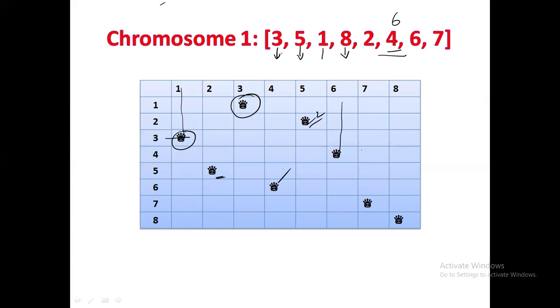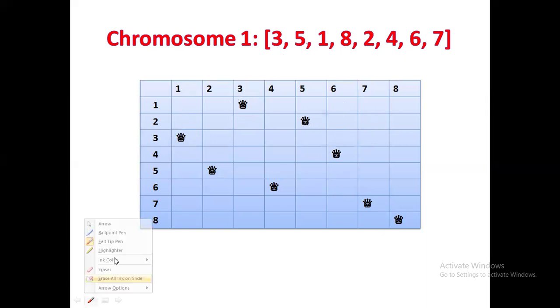And in the seventh column, the value is present here, and the last one is present in the eighth row. So here the chromosomes are represented in tabular form like this. Next, we have to consider two Queens and find out where they are attacking, whether one has been hit or not.